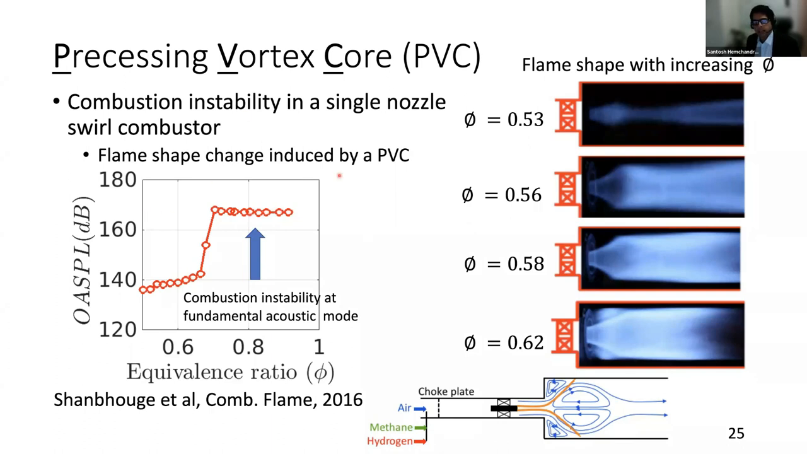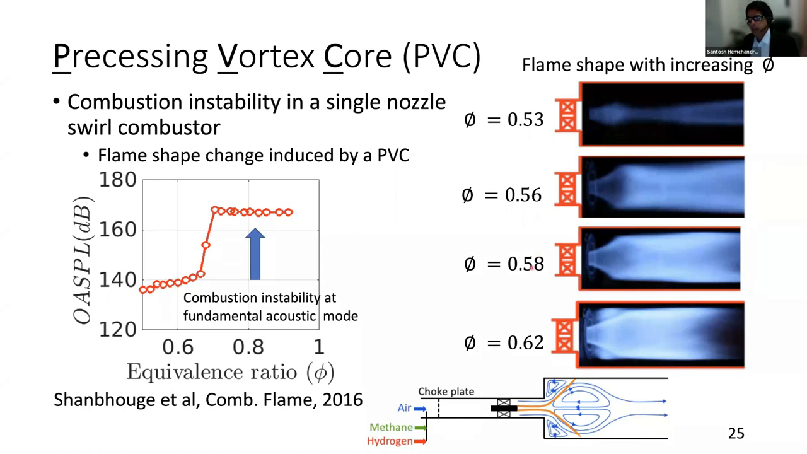Okay. And they found, by doing a lot of imaging, that this was because of two things. One, there was a PVC in the flow field. So all these show line of sight averaged chemiluminescence snapshots at several different equivalence ratios around this transition, and each of these cases has a PVC in it. The PVC doesn't go away; it's there despite the flame.